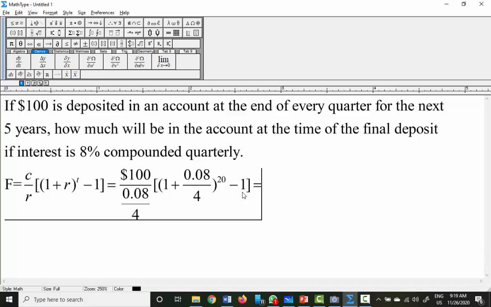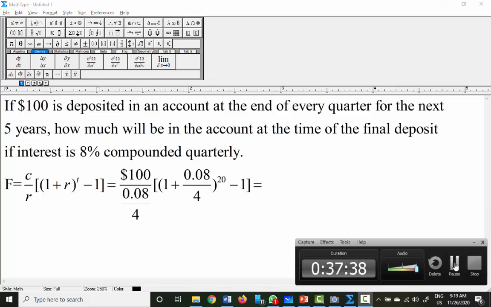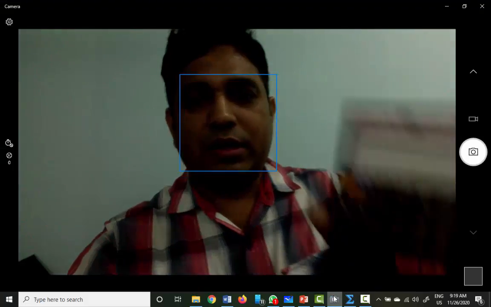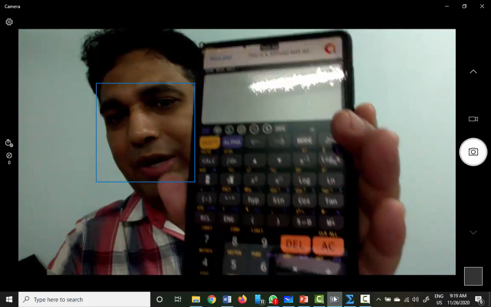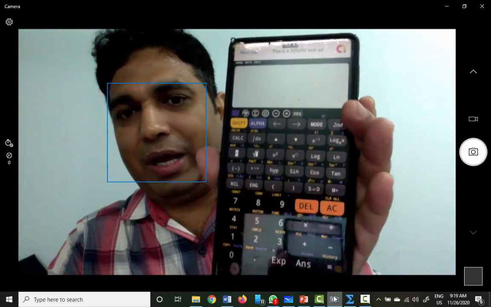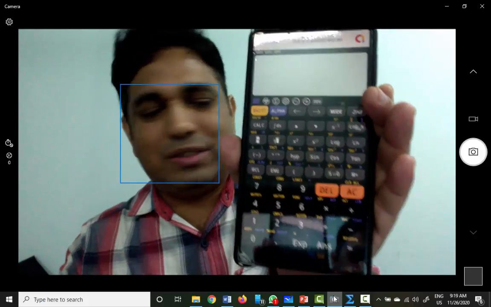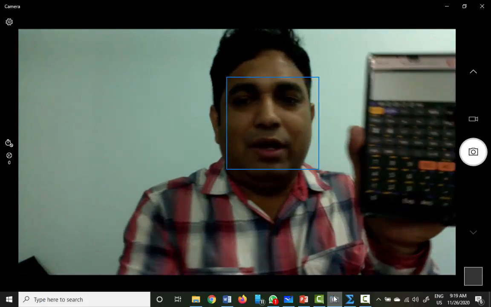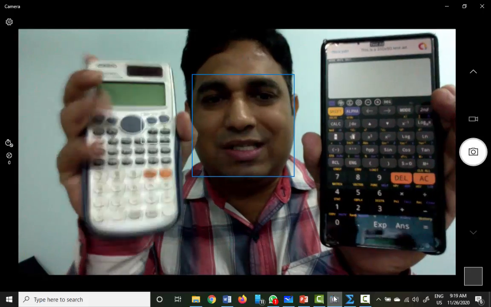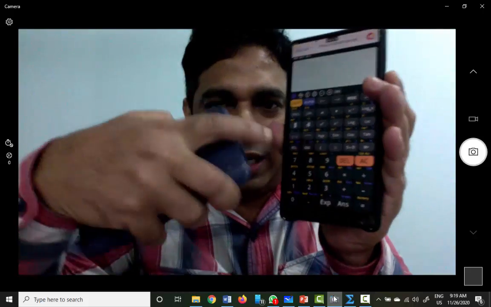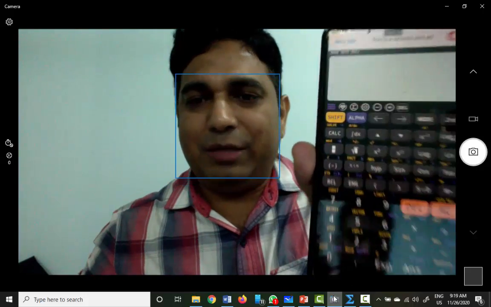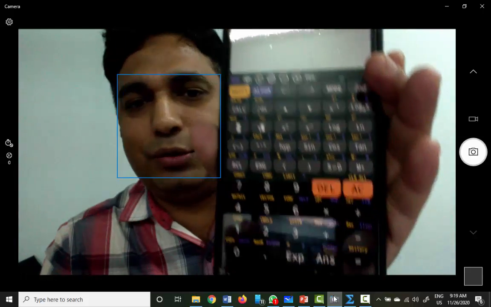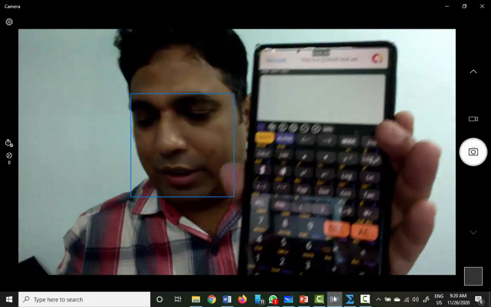Now I'm going to show you how you should calculate this. We can use this calculator, or this Android app that I have shared with you. This Android app is the app version of this calculator. So let me show you how you can do this calculation using this calculator.